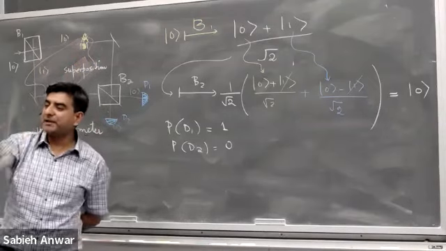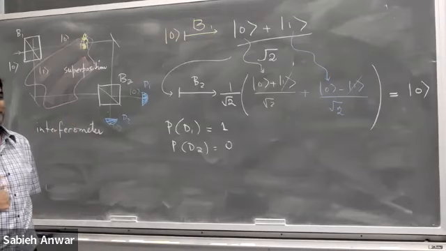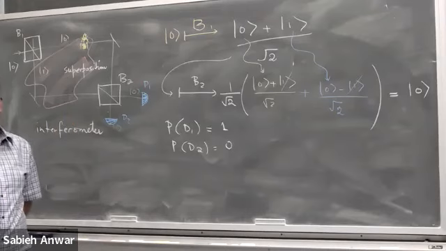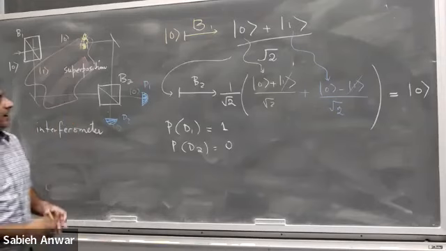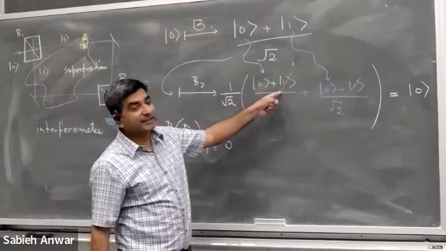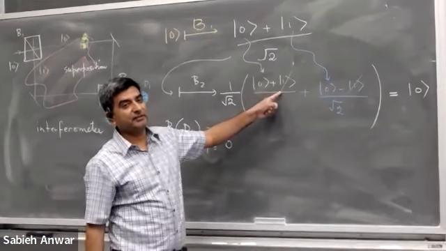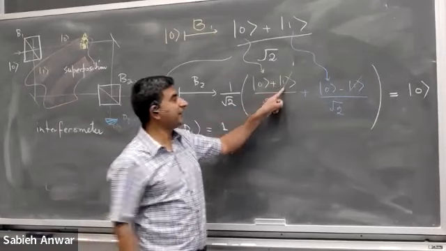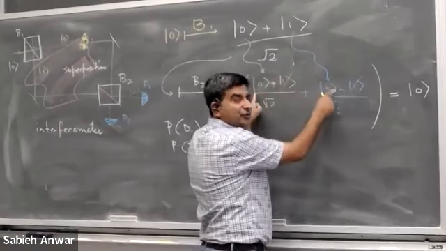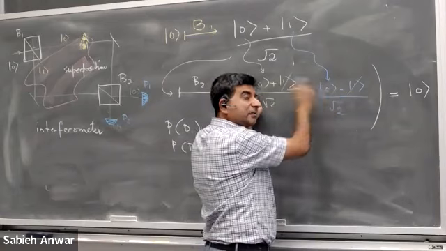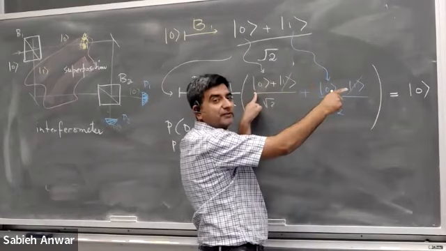So the act of measuring the superposition collapses the state. And you're not able to get this quantum interference effect. Remember, notice that this is an interference effect. This is a destructive interference for ket 1 and a constructive interference for ket 0. That's why this process is called quantum interference.